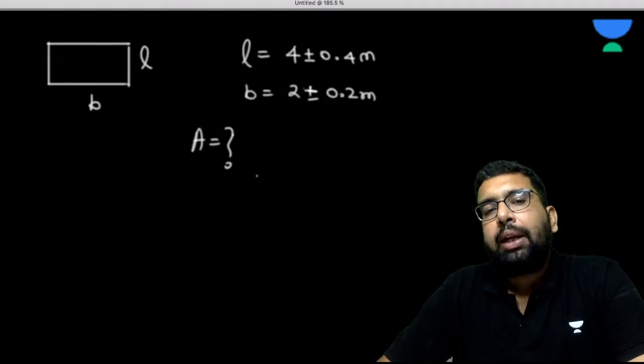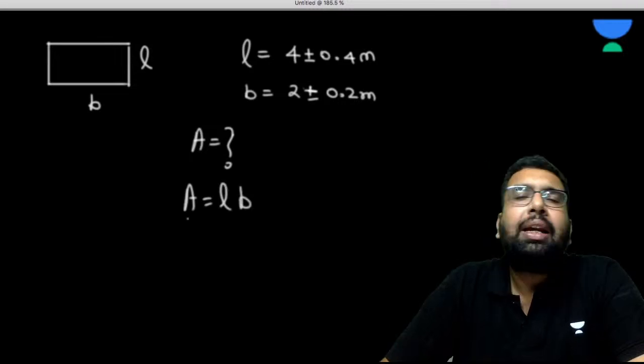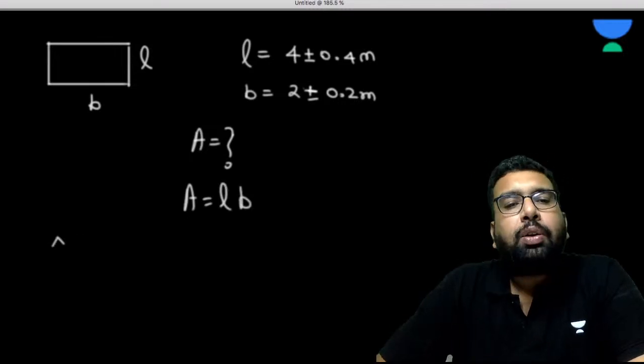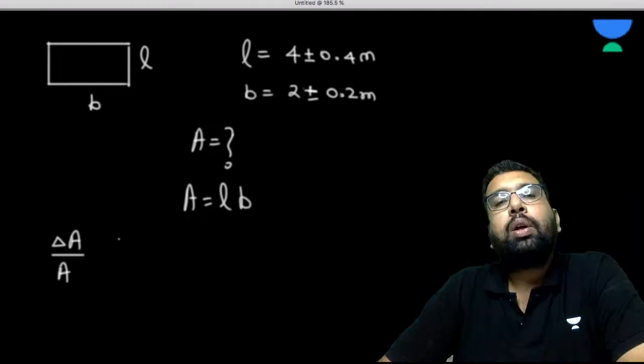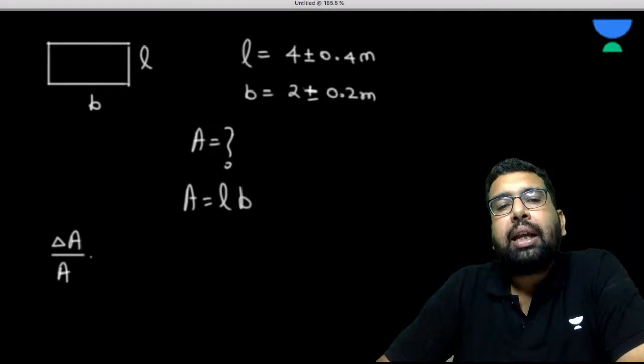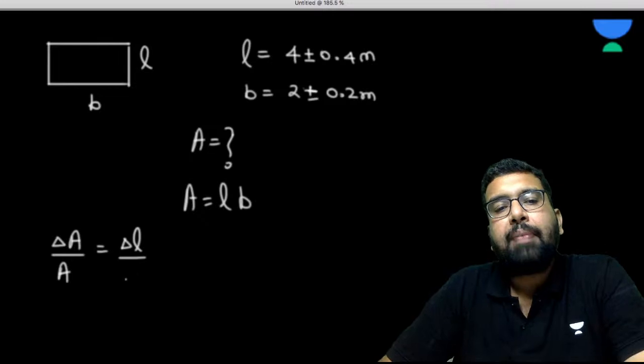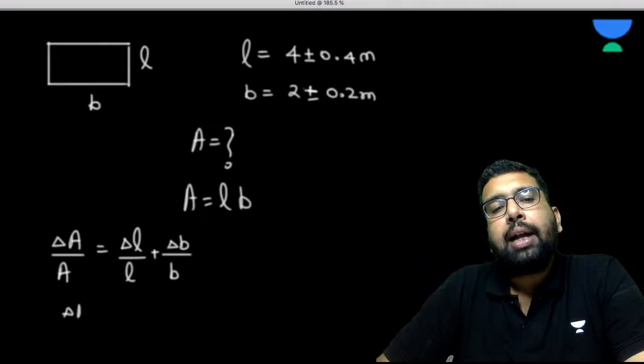Sir, we know area is length into width. Okay, length into width, and we all know it. So what is going to be the error in the area measurement? So we can apply the principle that we just have learned. So delta A by A is equal to delta L by L plus delta B by B.